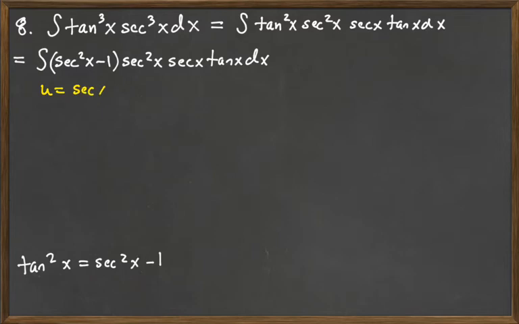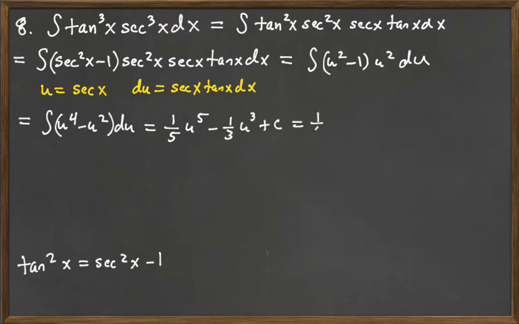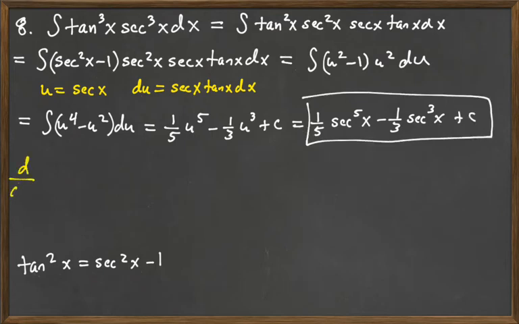This is perfect. u is secant of x, du is equal to secant x tangent x dx. So this becomes u squared minus 1 times u squared du. That's going to be u to the 4th minus u squared du, which is going to be 1/5 u to the 5th minus 1/3 u to the 3rd plus constant of integration. So 1/5 secant to the 5th x minus 1/3 secant to the 3rd x plus constant of integration. All right, and so there's our antiderivative.